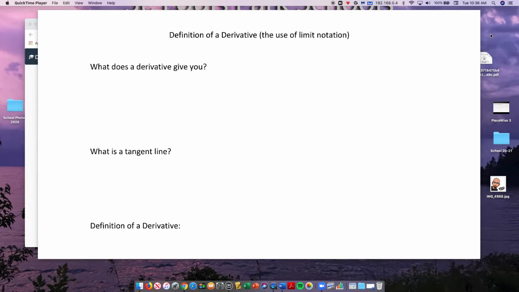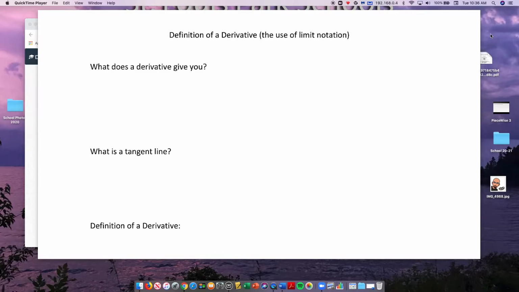Okay, so this is section 2.2, I guess we'll call it. Definition of a derivative and the use of limit notation within that. So first of all, we've got to talk about this idea behind a derivative. It's one of the backbones of calculus.